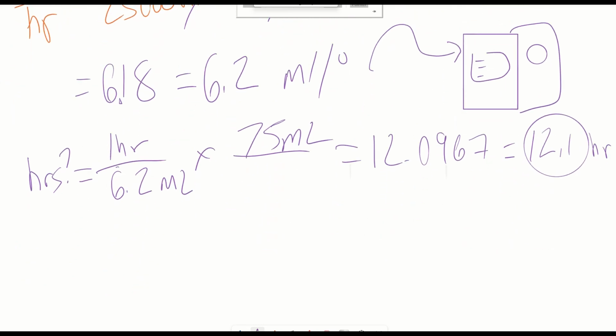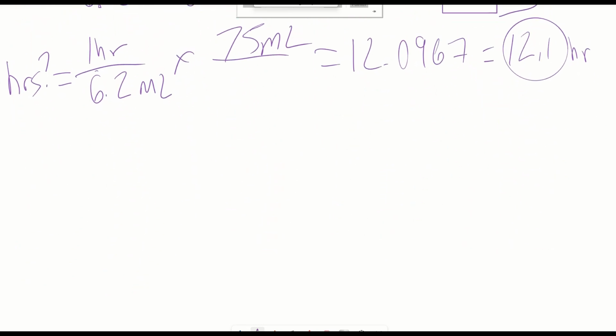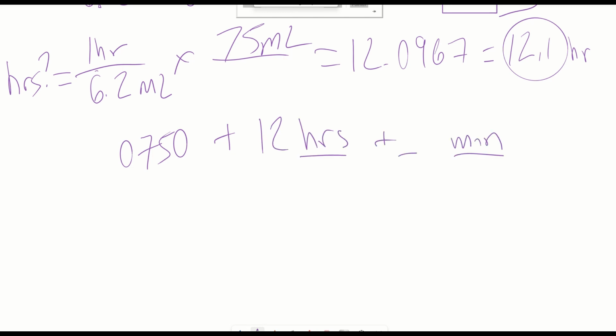I mean, when you're doing a quiz, you don't always have mental math handy, right? So we'll write it out, right? So how do I figure out how many minutes? Because what I'm doing here is, what was the current time? It was 7:50, right? Plus 12 hours plus how many minutes? Well, instead of doing mental math, let's just do it, because that's going to tell us our time, right?